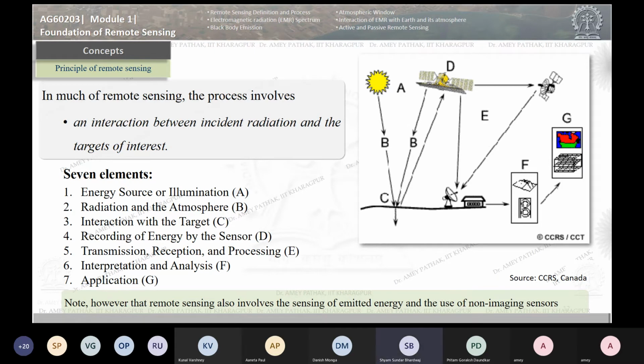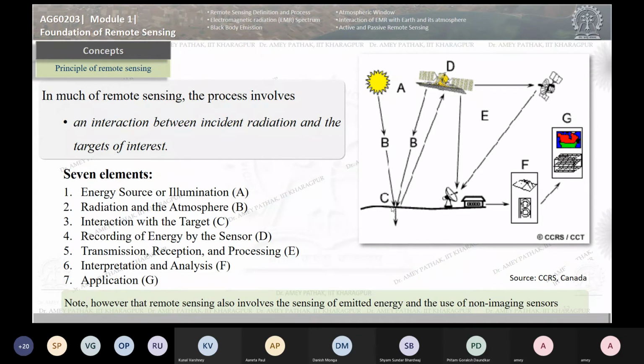Okay. So A is the energy source or illumination. For example, if you are dealing with optical remote sensing or passive remote sensing, the sun is the energy source or illumination. Then second is B, that is the radiation and atmosphere.